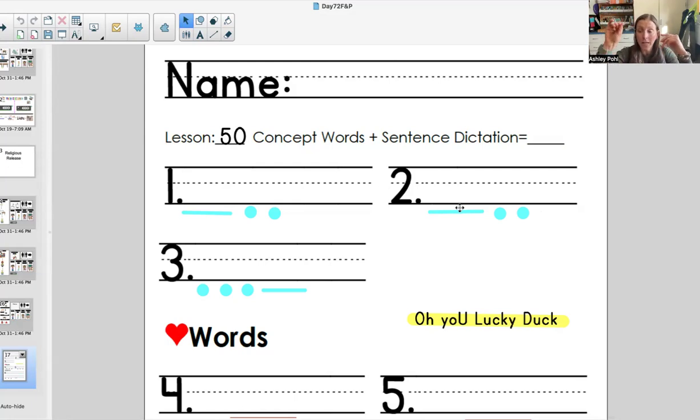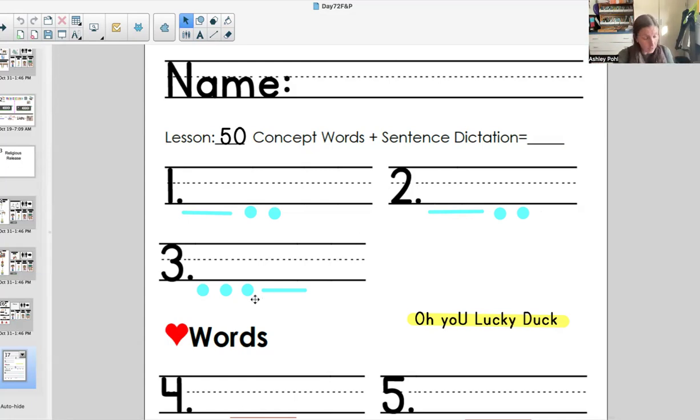So whiz, whiz. And you can see, first graders, again, there's that line there to show you that it's a digraph at the beginning of that. So whiz, z, whiz, and we're not doubling the Z.